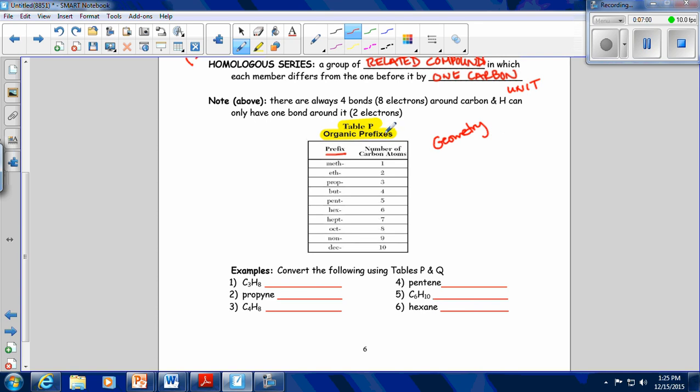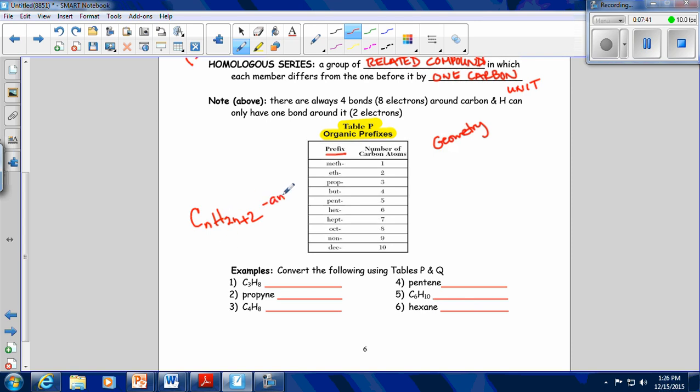Now here are some examples utilizing Tables P and Q. What we're going to do is convert either from the formula to the name, or the name to the formula itself. Some key pieces you have to look for here. We've got C3H8. We need to figure out which of the formulas works: CnH2n+2, that's for our alkanes.